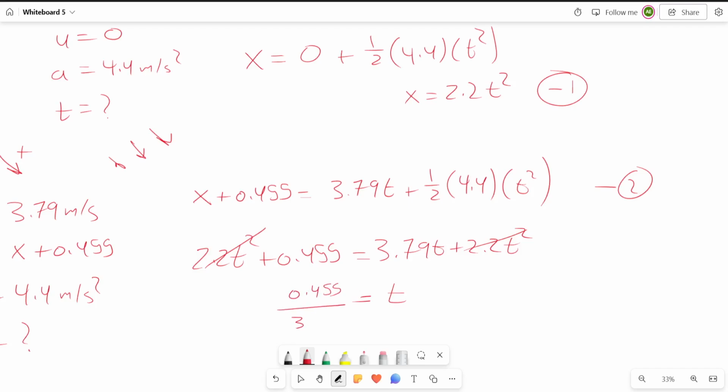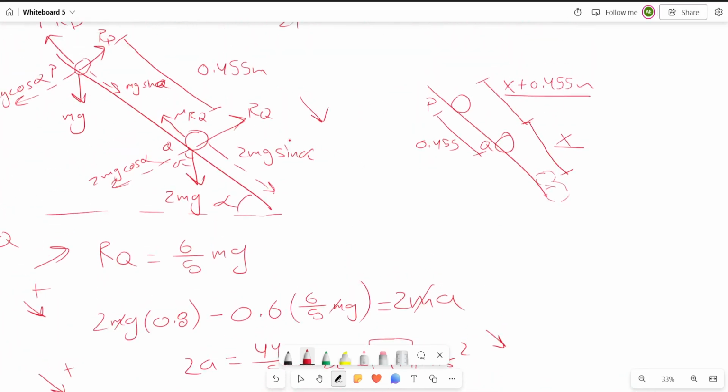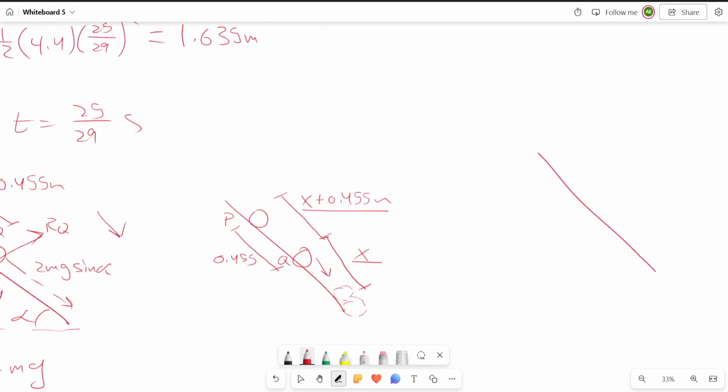0.455 divided by 3.79, which is going to give me an answer of 0.12 seconds, and this is the time from which Q started to roll downward until they collided. So first of all, what happened was Q was moving up until it stopped. This took 25 over 29 seconds, and then Q started to roll down until it hit P over here, and this part over here took 0.12 seconds.